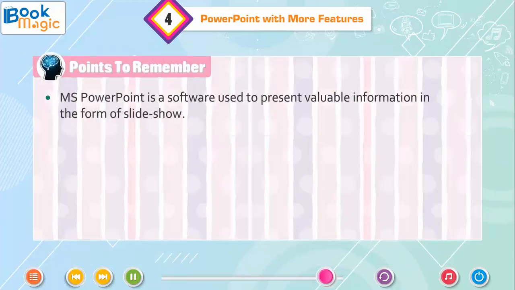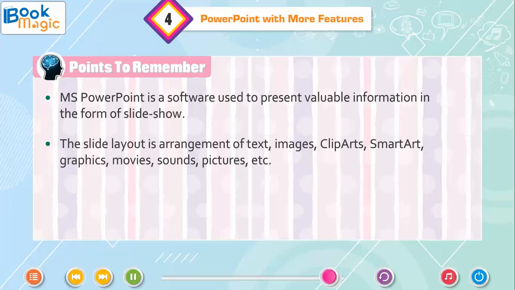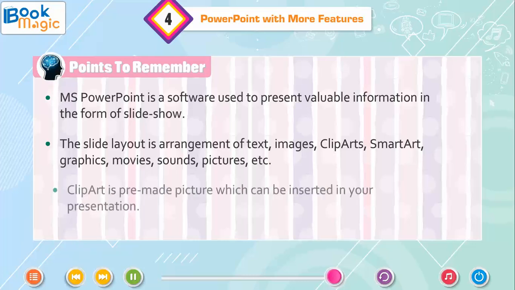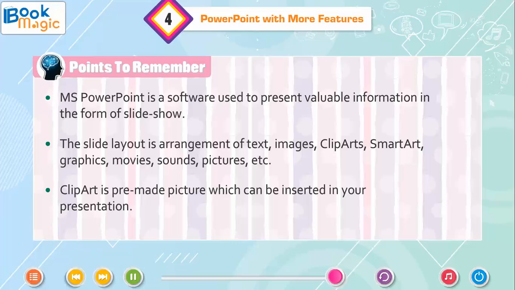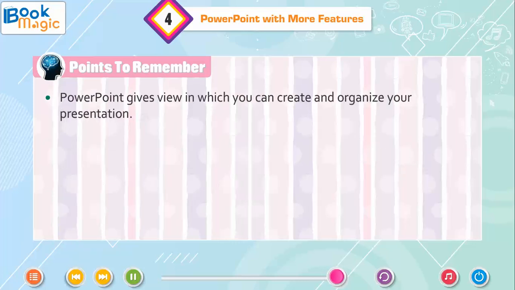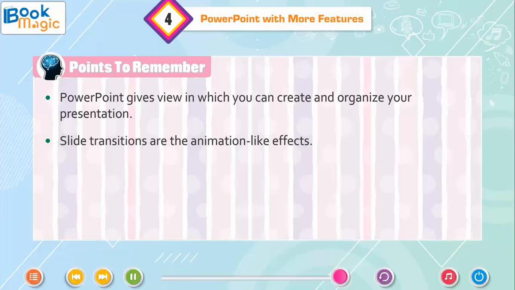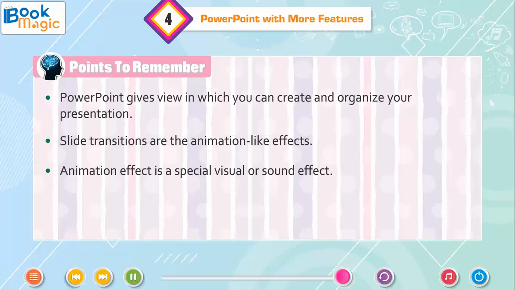Points to remember. MS PowerPoint is a software used to present valuable information in the form of slideshow. The slide layout is arrangement of text, images, clip arts, smart arts, graphics, movies, sounds, pictures, etc. Clip art is pre-made picture which can be inserted in your presentation. PowerPoint gives views in which you can create and organize your presentation. Slide transitions are the animation-like effects. Animation effect is a special visual or sound effect.